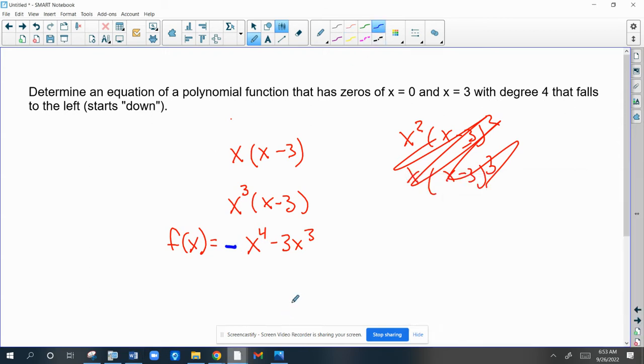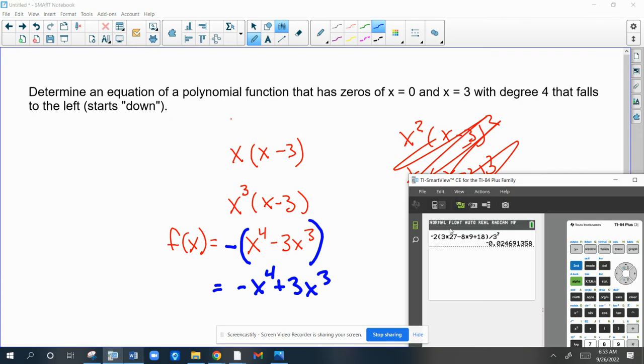But that's going to screw up our zeros. If you just multiply that first term by -1, that's definitely going to screw up the zeros. But if you multiply the whole thing by a constant, it won't. So if you multiply the whole thing by -1, that will not change the zeros. And now we do have one that starts down and has zeros of 0 and 3.